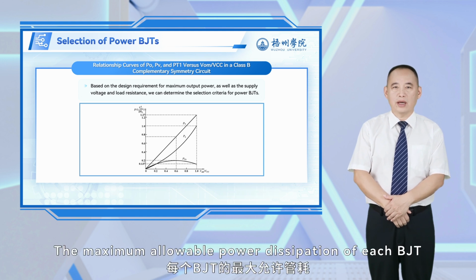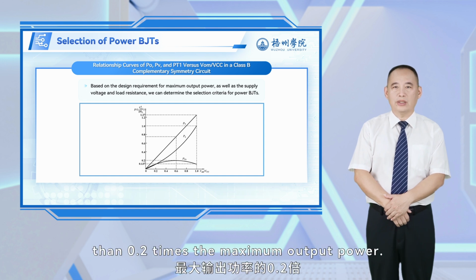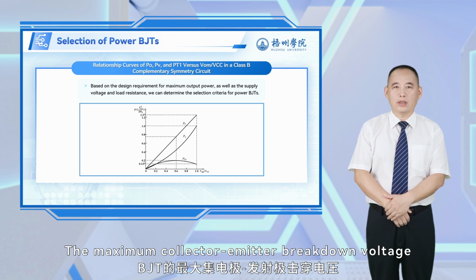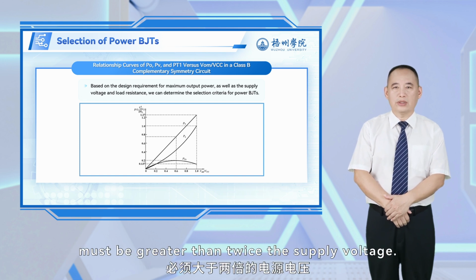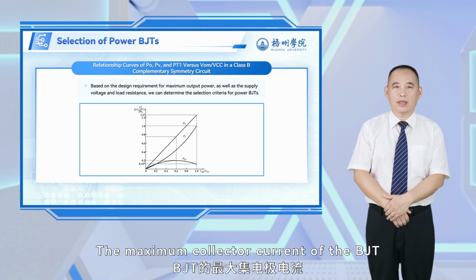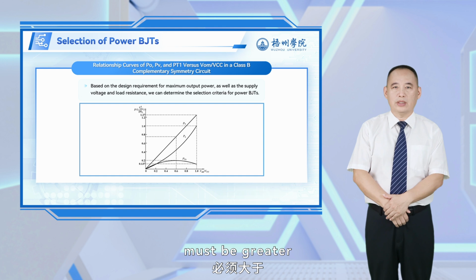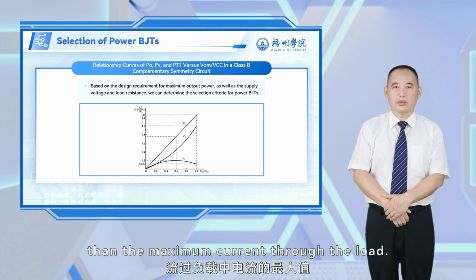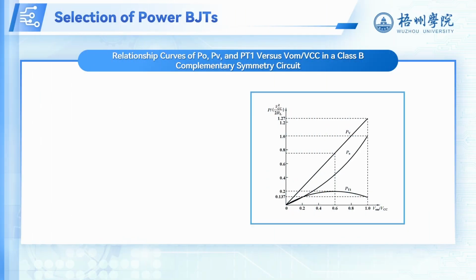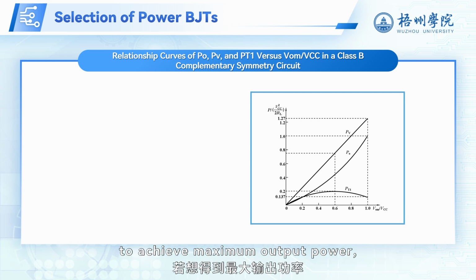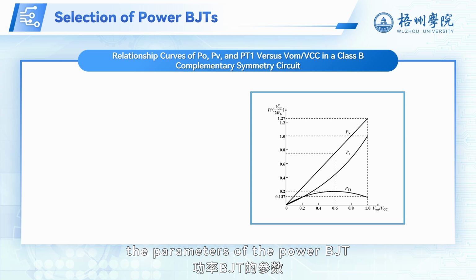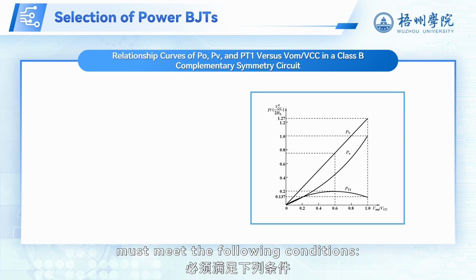The maximum allowable power dissipation of each BJT must be greater than 0.2 times the maximum output power. The maximum collector emitter breakdown voltage must be greater than twice the supply voltage. The maximum collector current of the BJT must be greater than the maximum current through the load. From the analysis above, to achieve maximum output power, the parameters of the power BJT must meet the following conditions.